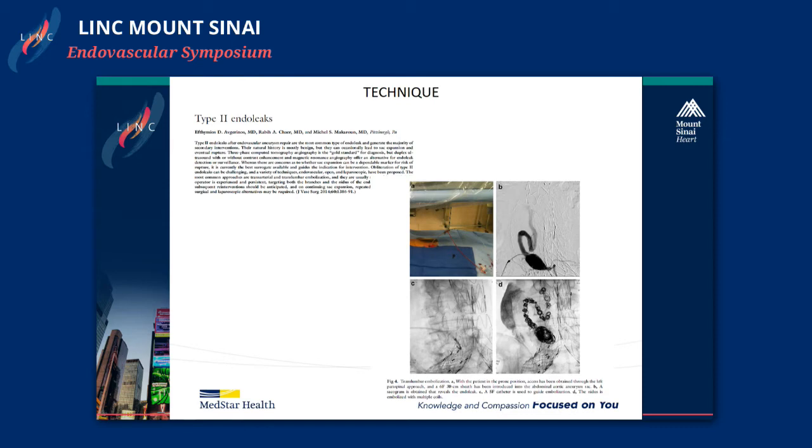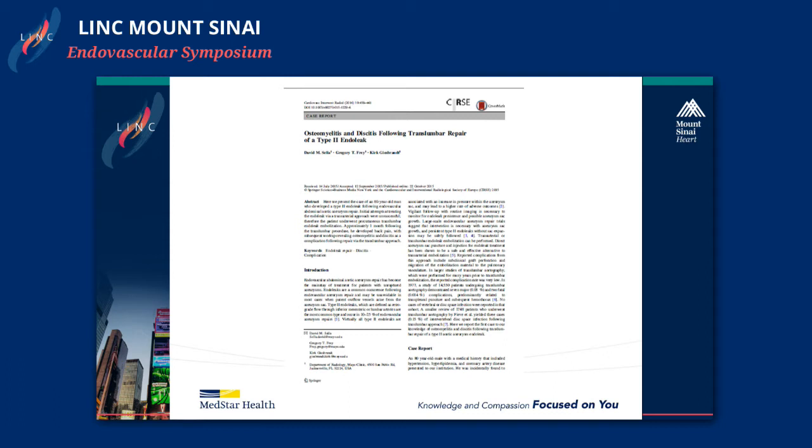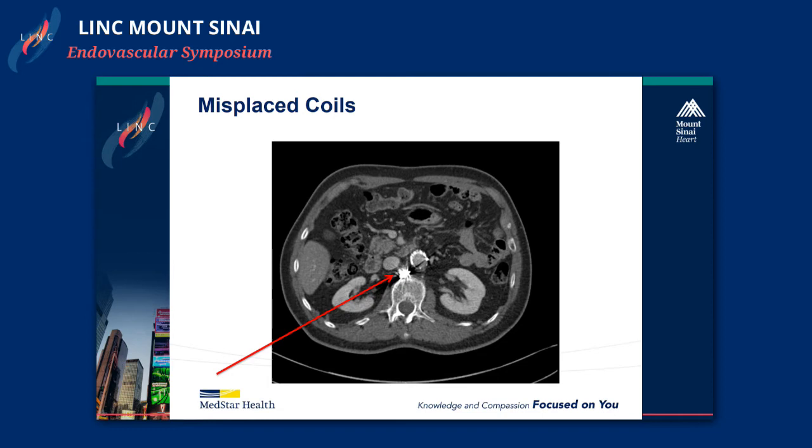But there are complications that can be associated with this. One of the largest complications is actually infection. There are reports of not only sac infection, but endograft infection after translumbar, and then anatomic adjacent structures that can get infected as well. And then misplaced coils can occur as well. In that posterior approach, it can be somewhat difficult sometimes to see exactly where you are. And in some situations, the interventionalists may think that they're actually in the sac, but really in the retroperitoneum, and the coils can be deposited in the retroperitoneum, obviously to no avail for treating the type 2 endoleak.